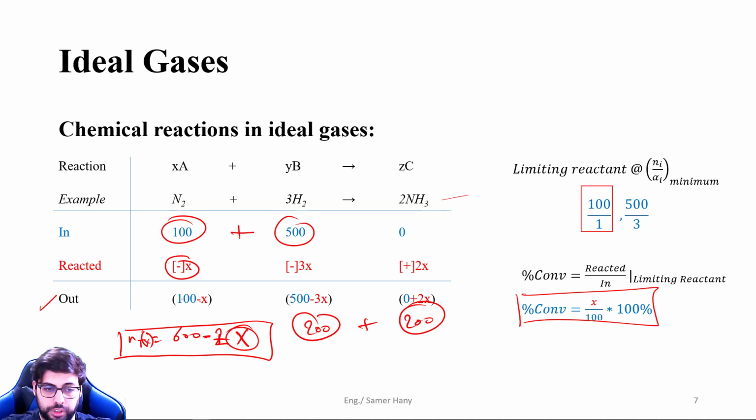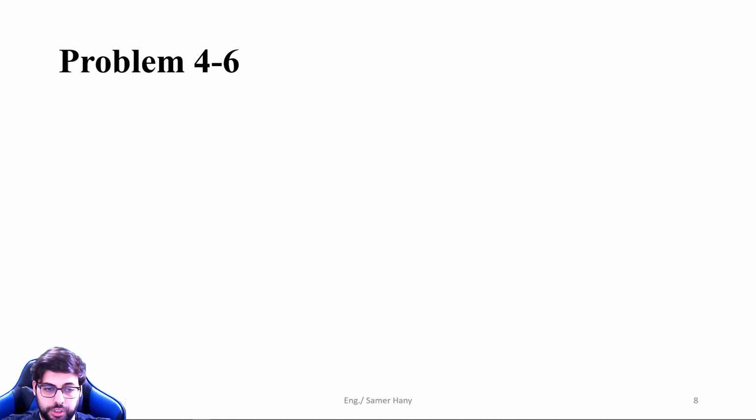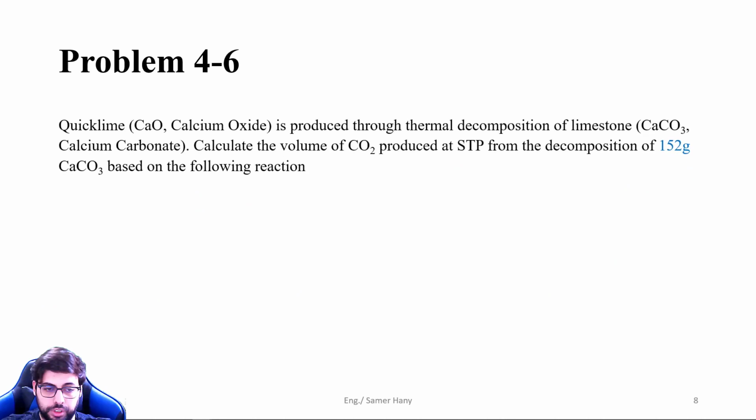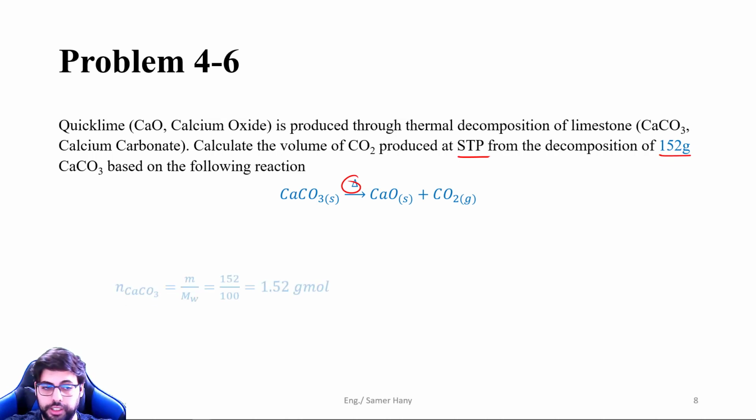All right? So let's solve a couple of problems to practice this. The first problem says quicklime, calcium oxide, is produced through thermal decomposition of limestone, which is calcium carbonate, as we discussed before in cement production. Calculate the volume of carbon dioxide produced at STP from the decomposition of 152 grams of calcium carbonate based on the following reaction. So this is the following reaction, the thermal decomposition of calcium carbonate into calcium oxide solid and carbon dioxide gas. And the amount of moles present in the system initially was 1.52 gram moles.